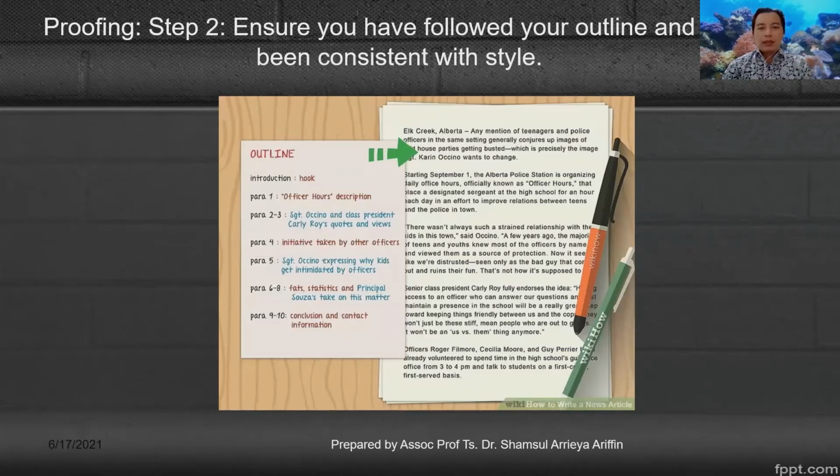Let's say I use mobile learning, right? For example, I must make sure that I use mobile learning from the beginning until the end of my article. It's mobile learning, not mlearn or mlearning or something else. So you need to check the style of the article.